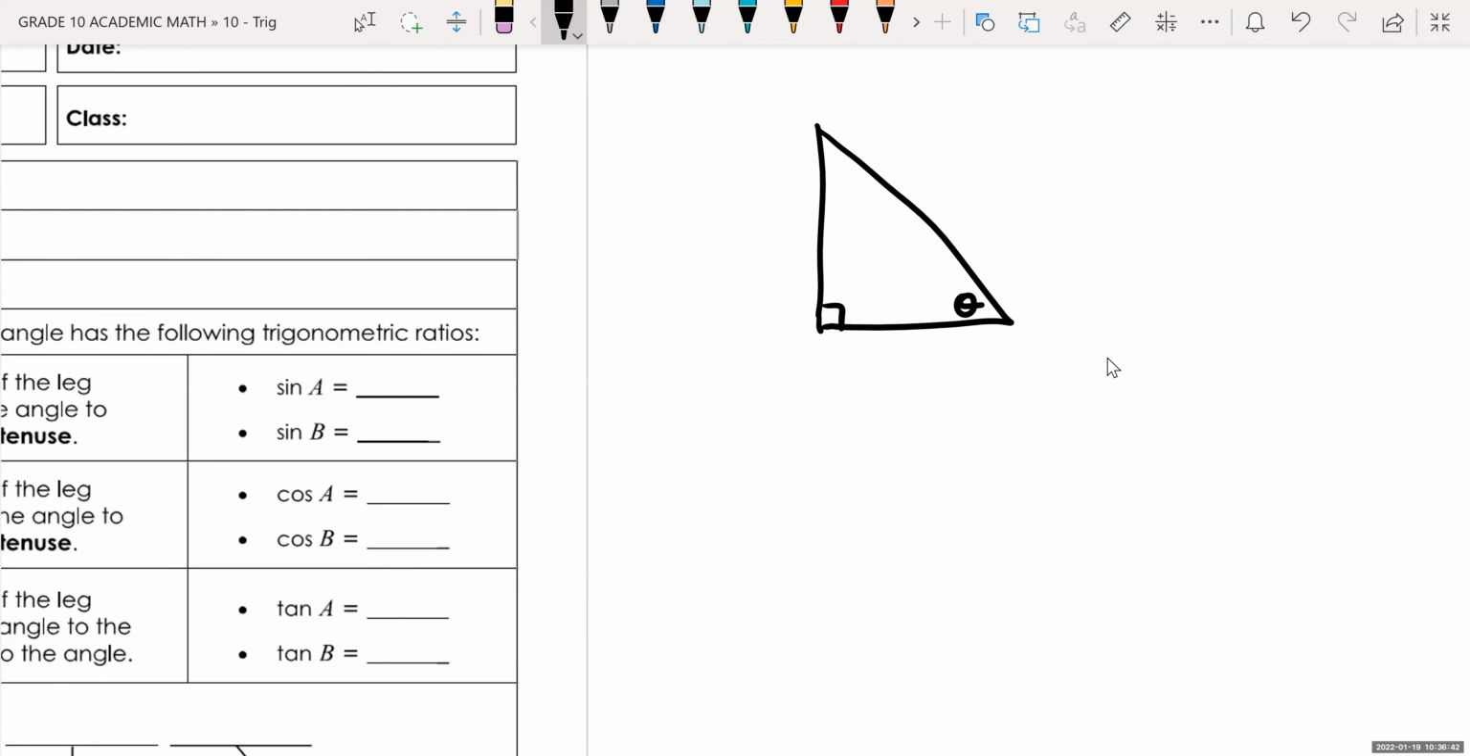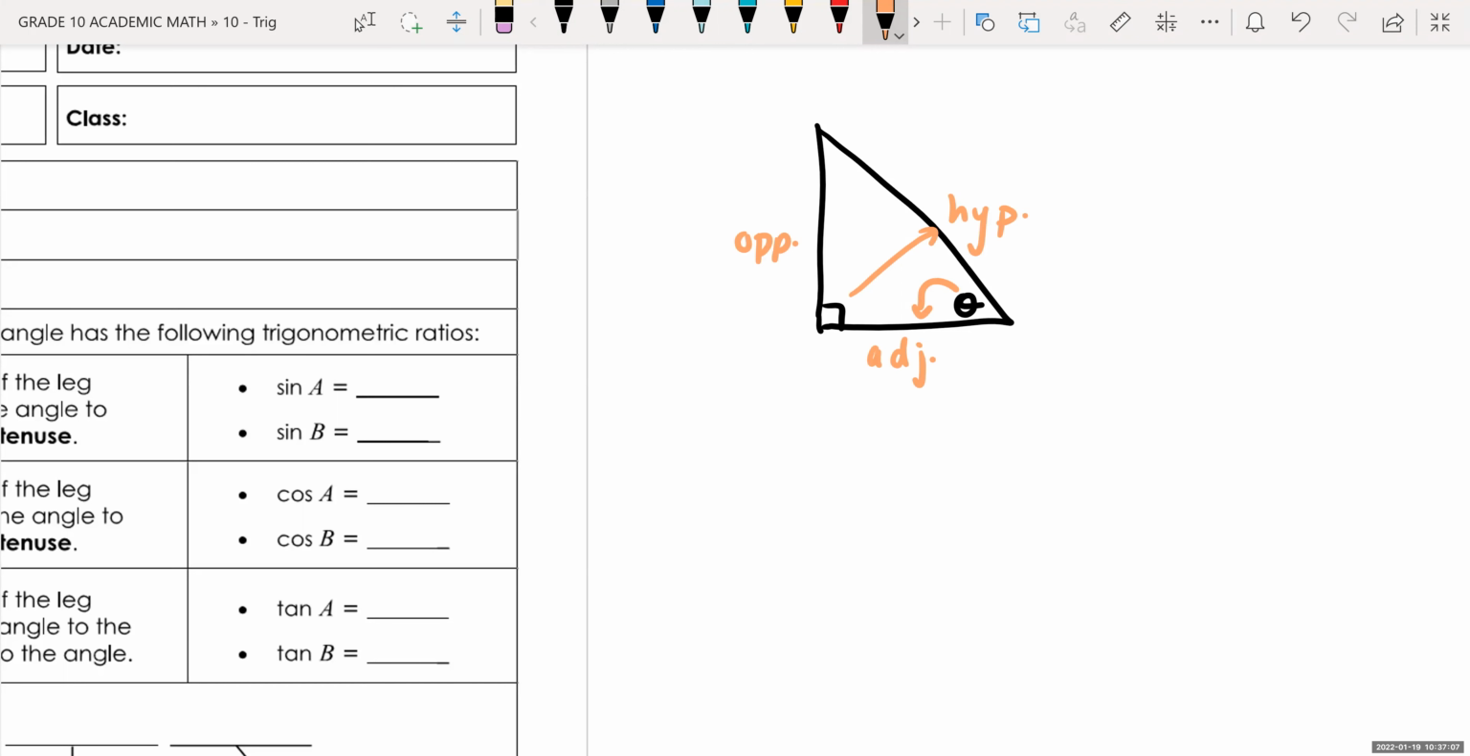The hypotenuse is always across from the right angle. So see how this is the right angle? Right across from it, this is going to be the hypotenuse. And then according to your angle theta, the side length that is closest to it, that is not the hypotenuse, is labeled the adjacent. And then the side length that is as far away as possible is labeled opposite.